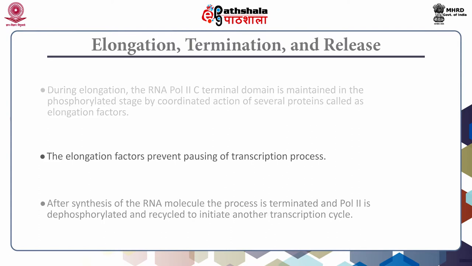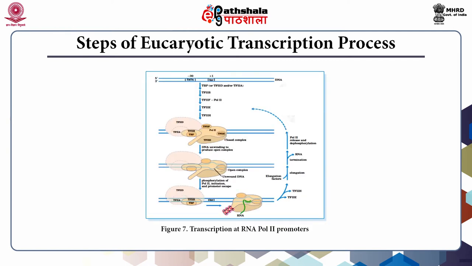Thus, to summarize the entire process of eukaryotic transcription by RNA polymerase 2, during initiation there is sequential assembly of TATA binding protein, often with transcription factor 2A and other transcription factors, transcription factor 2B, transcription factor 2F and polymerase 2 complex, transcription factor 2E and transcription factor 2H, that results in formation of a closed complex. TATA binding protein often binds as part of a large complex with transcription factor 2D. Some of the transcription factor 2D subunits play a role in transcriptional regulation.